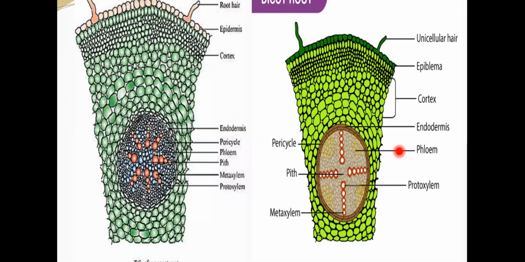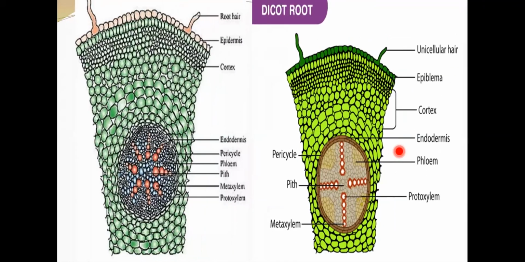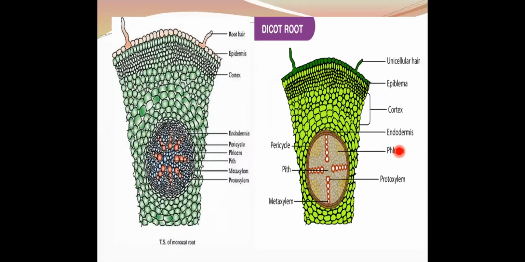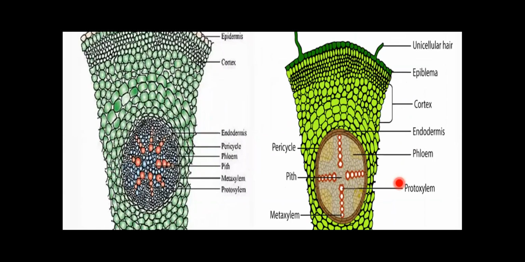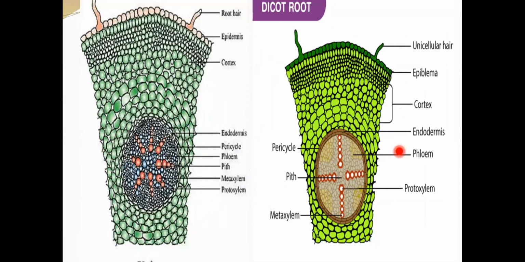And the innermost region, all the tissues which are on the inner side of the endodermis, which includes pericycle, vascular bundles, and pith, these together are called stele. Okay, and now we have the monocot root system, TS of monocot. You can see the diagram. In TS of monocot, anatomy is similar only, students. It also has epidermis, cortex, endodermis, pericycle, etc.